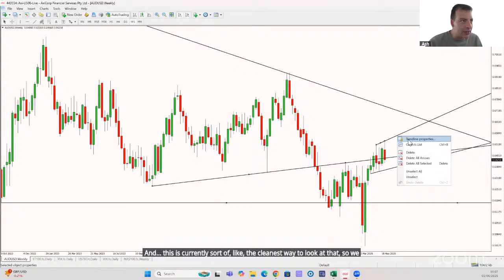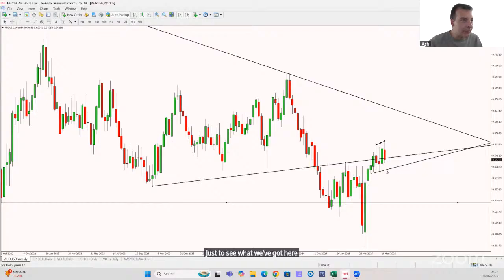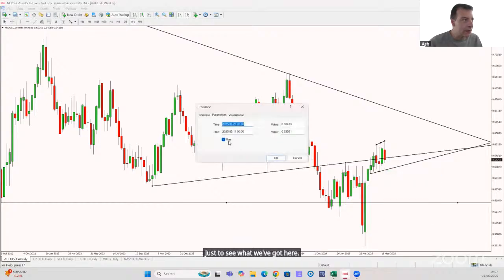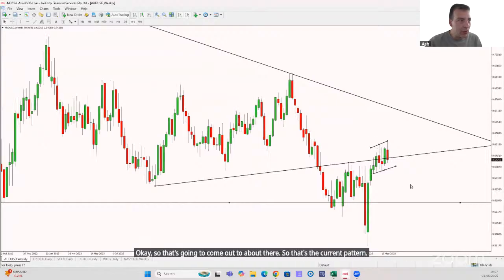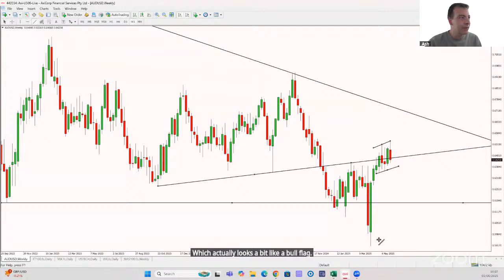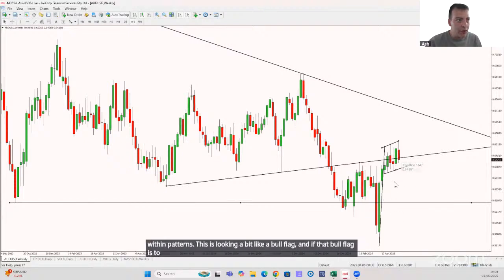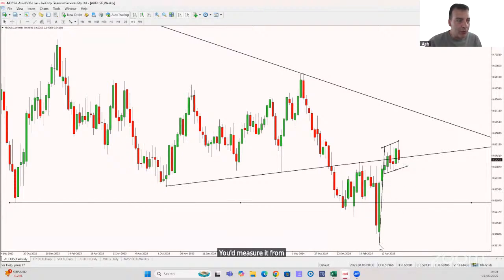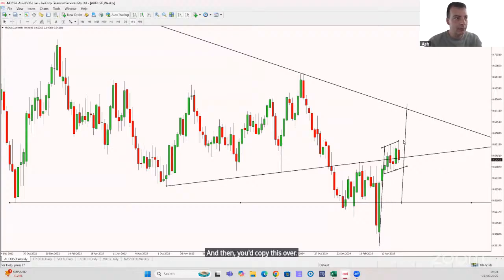So let's just take these rays off, just to see what we've got here. Okay, so that's going to come out to about there. So that's the current pattern, which actually looks a bit like a bull flag. So you've got patterns within patterns. This is looking a bit like a bull flag. And if that bull flag is to play out, you'd measure it from where the pole started, right to the top of the bull flag. And then you'd copy this over and you'd have it from the bottom of the bull flag going up.